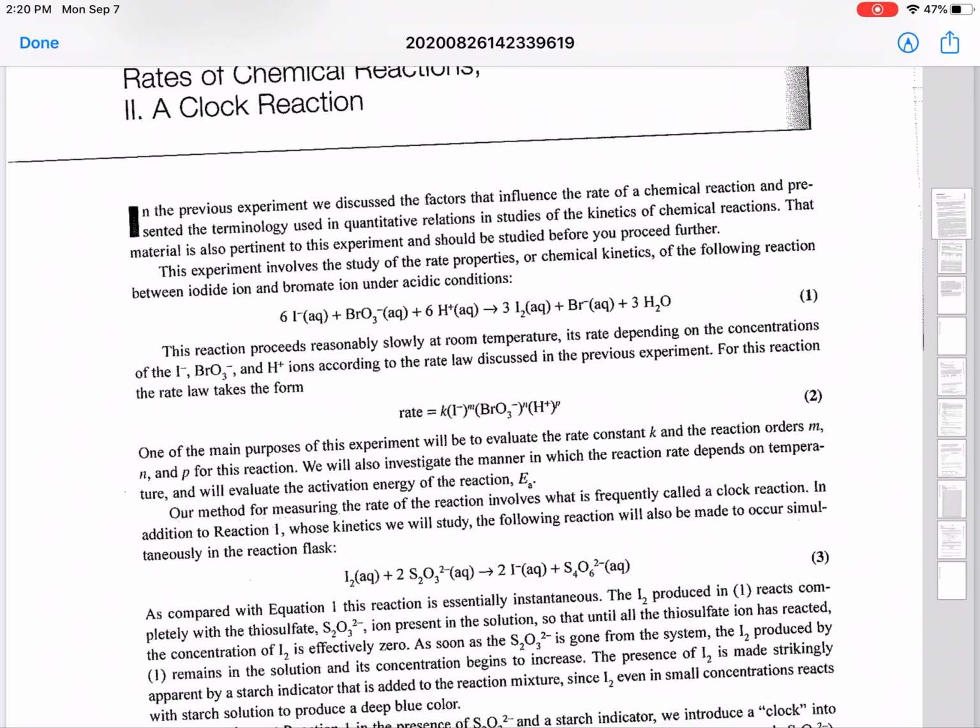where we're going to be using iodide in terms of potassium iodide, potassium bromate in the presence of hydrochloric acid, that's your HCl, H+, giving you this iodine I2. I2 is going to be dissolved in water, so it's going to be aqueous, plus potassium bromide and water. So in this particular reaction, we can study the rates with respect to individual reactants. So our reactants are going to be iodide, bromate and H+.